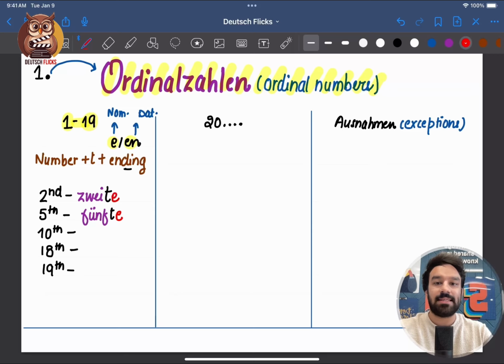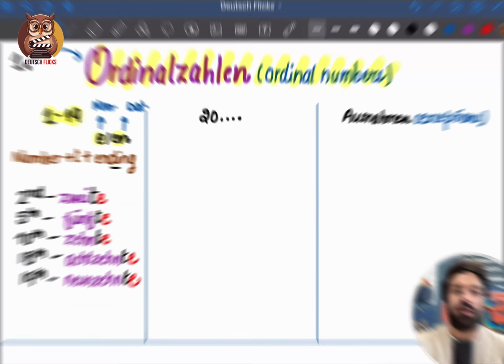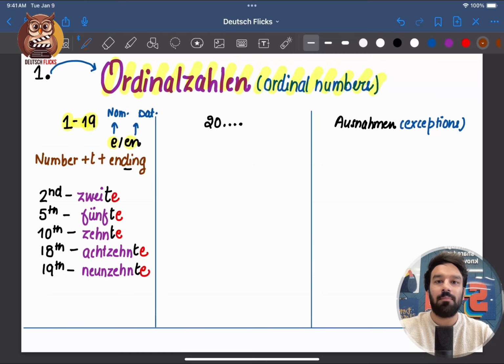Now Sie sind dran. It's your turn now. You have to write for number 10th, 18th and 19th. I'll show my answers in 5 seconds. Alright, so number 10th will be called zehnte, 18th, achtzehnte, and 19th, neunzehnte.